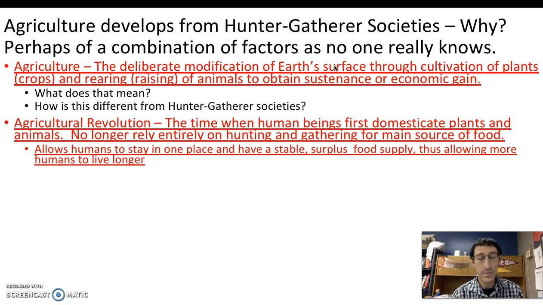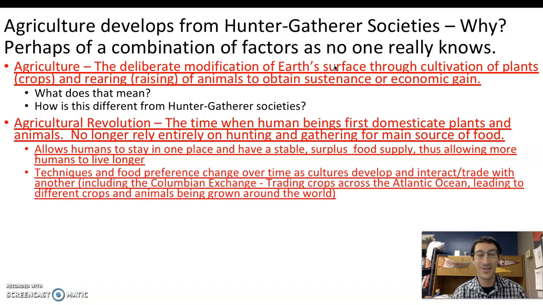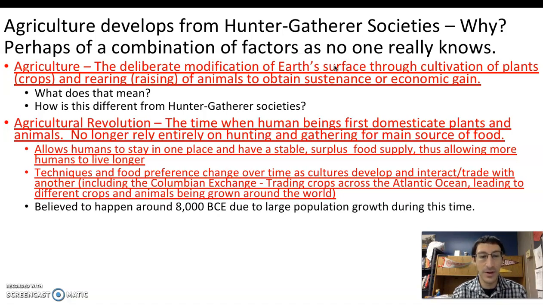All right. So when that occurs, we get that surplus of food. Thus, we have humans that are living longer, and this will connect itself into the demographic transition. All right, so there's that coming back. So over time, our techniques and food preferences are changing as cultures develop and interact with one another. So we're going to show the Columbian exchange here in a sec, that leads to different crops and animals being grown and found around the world.